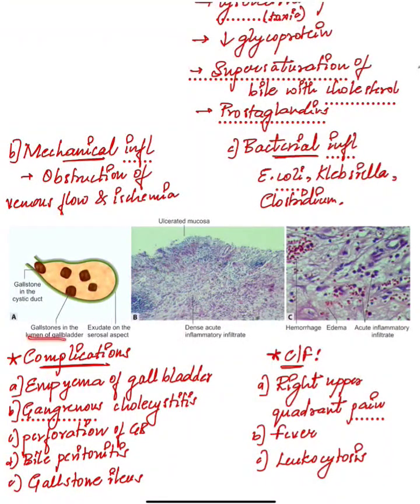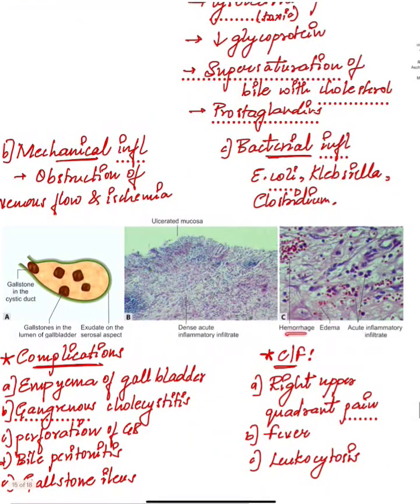We can see the gallstones in the lumen of the gallbladder, a dense acute inflammatory infiltrate, and an ulcerated mucosa. Now coming to hemorrhagic edema, and an acute inflammatory infiltrate can be seen here.